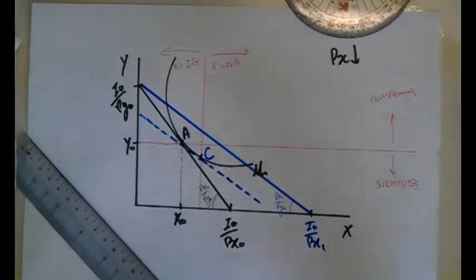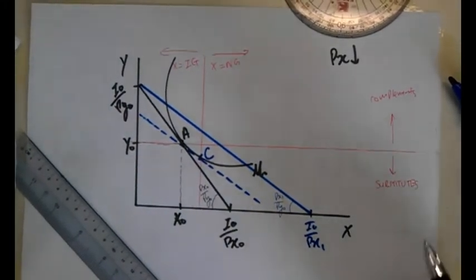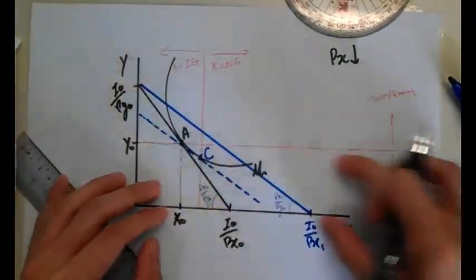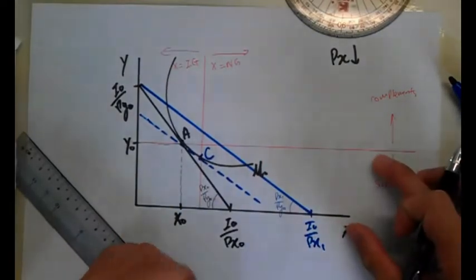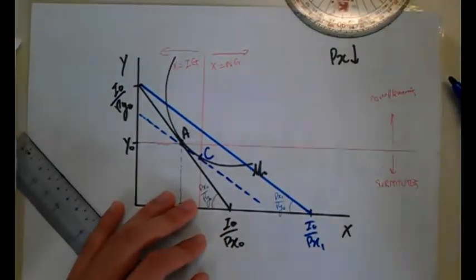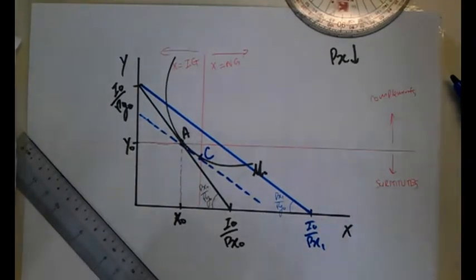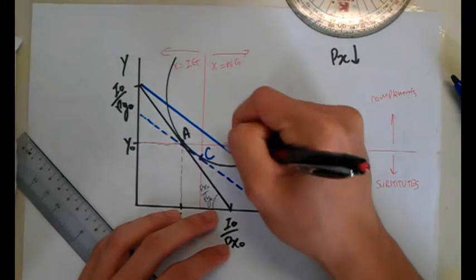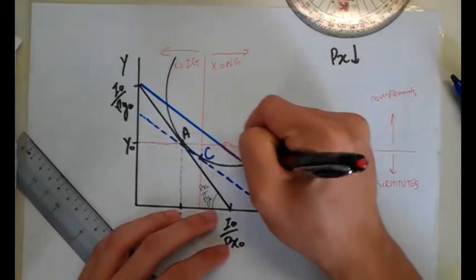Now what is the question asking? The question asks, what if they are gross substitutes and x is a normal good? That means I must land somewhere in these boxes, because this is the part where they are gross substitutes and x is a normal good. So my point B has to be somewhere along this line over here.